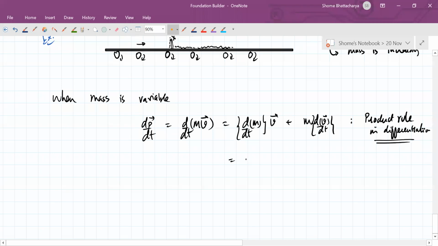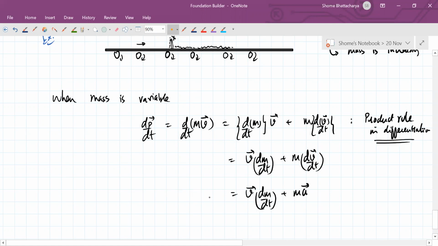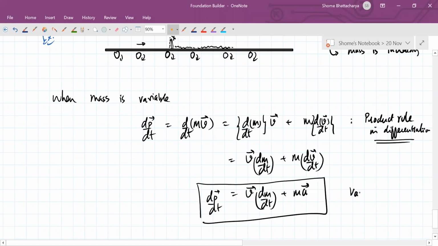So this becomes velocity into rate of change of mass plus mass into rate of change of velocity, or it becomes instantaneous velocity into rate of change of mass plus mass into acceleration. So this is the situation for variable mass systems.